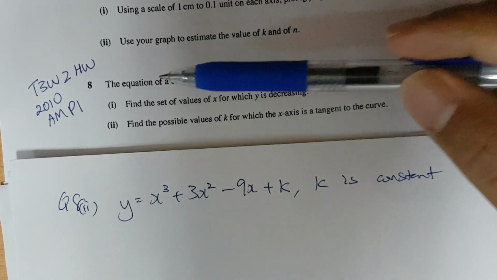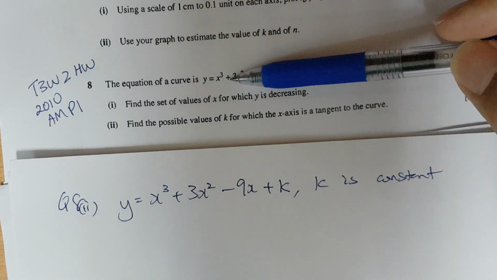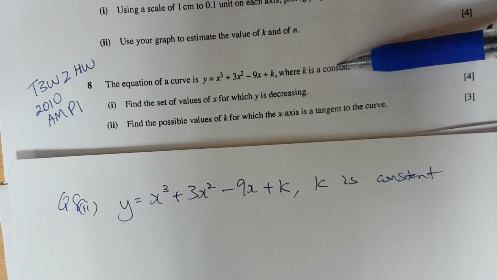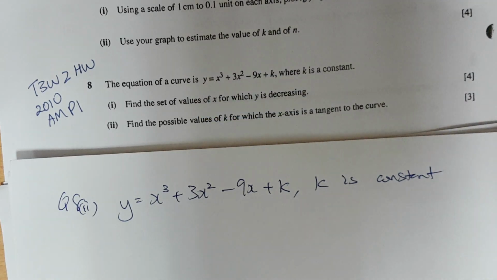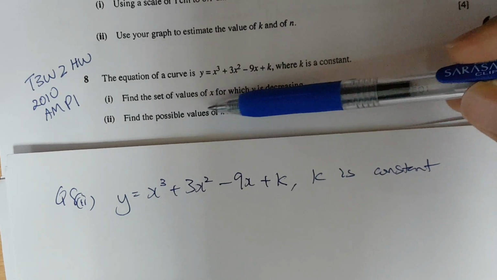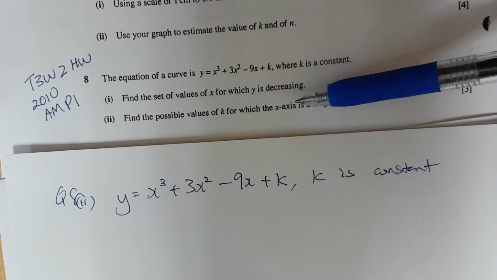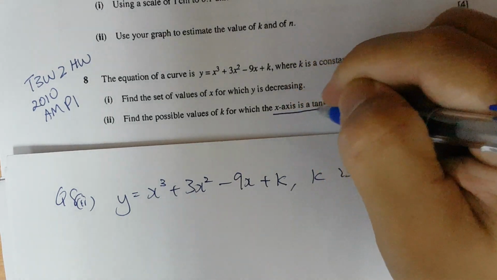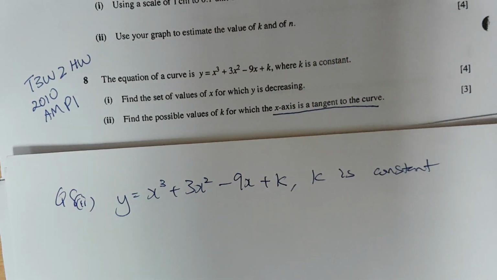So you are given the equation of a curve, y equals x cubed plus 3x squared minus 9x plus k, where k is a constant. Part 1 should be quite okay. For part 2, find the possible values of k for which the x-axis is a tangent to the curve. So the keyword here is x-axis is tangent to the curve.